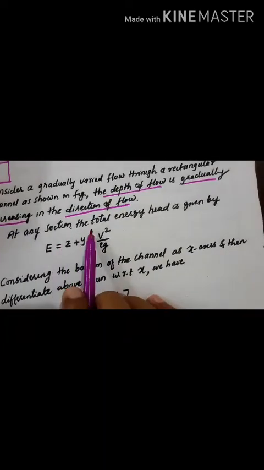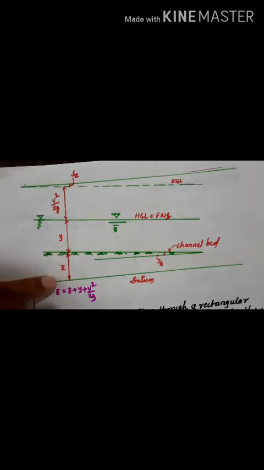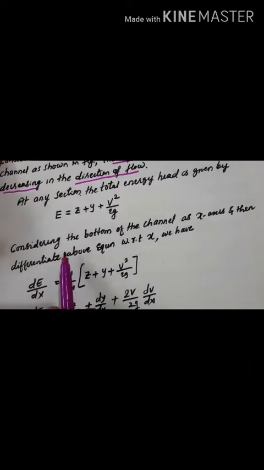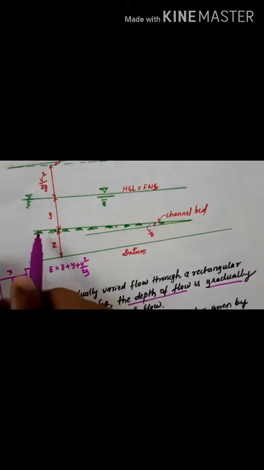At any section, the total energy head is given by E equal to Z plus Y plus V square by 2g. If you take this section, the total energy head E equals Z plus Y plus V square by 2g. At any section, this is the total energy. We know this.